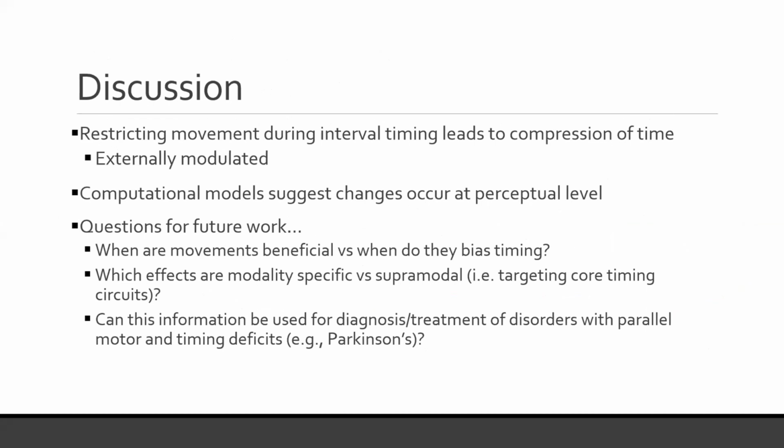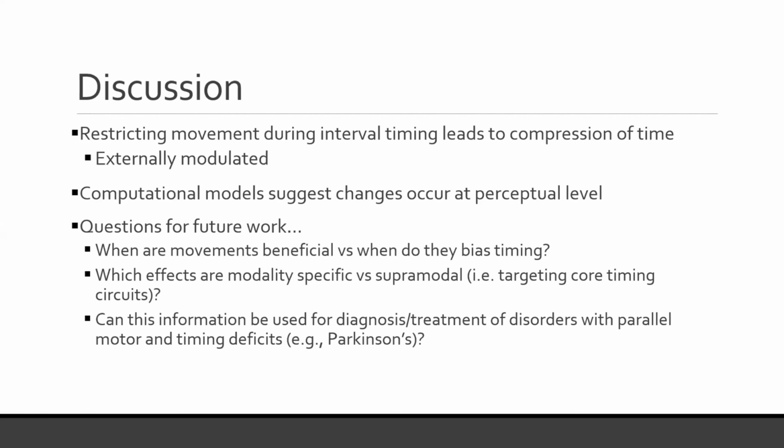Whereas in previous studies, they did examine movement parameters such as speed, but it was because they told the participant to move fast on some trials or slow on some trials. And the computational models we employed suggested that these changes were occurring at the perceptual level.